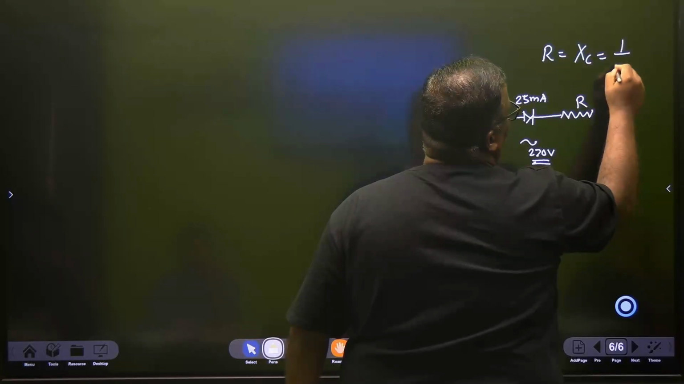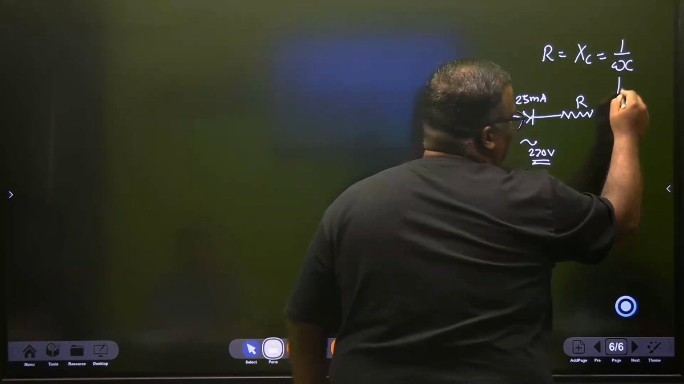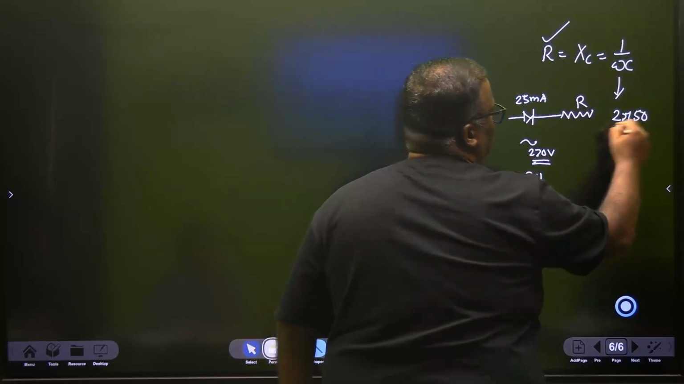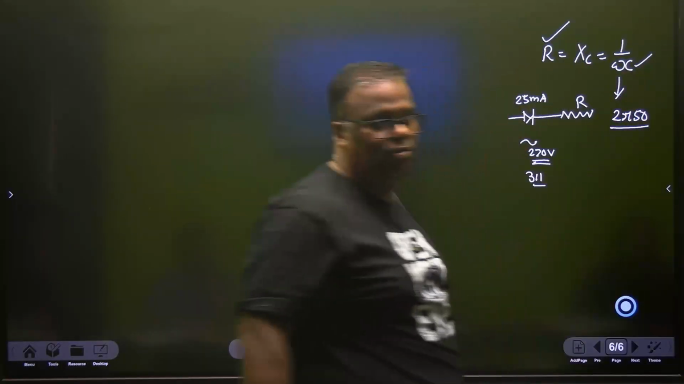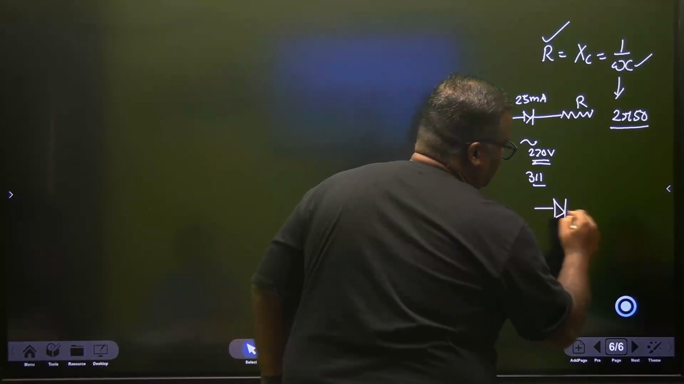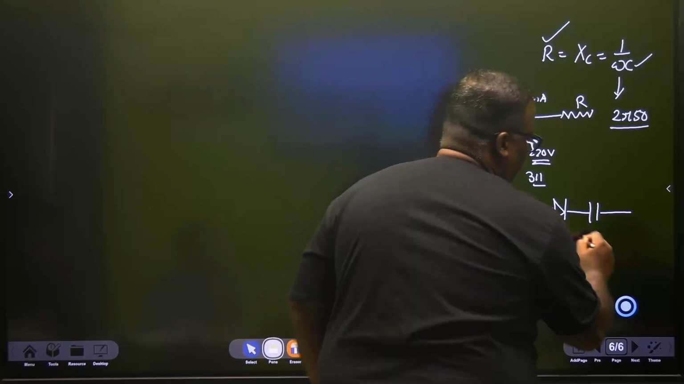And XC is what? 1 by omega C. What is omega if you are in India? 2 pi into 50. Now you know this value. Can you not calculate the value of the capacitor? That same capacitor, instead of this circuit, if you do this circuit, then also your LED will happily glow.